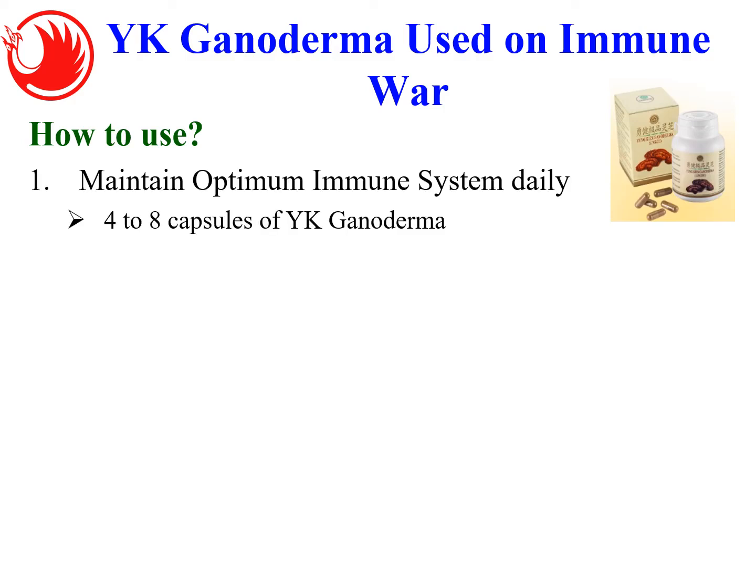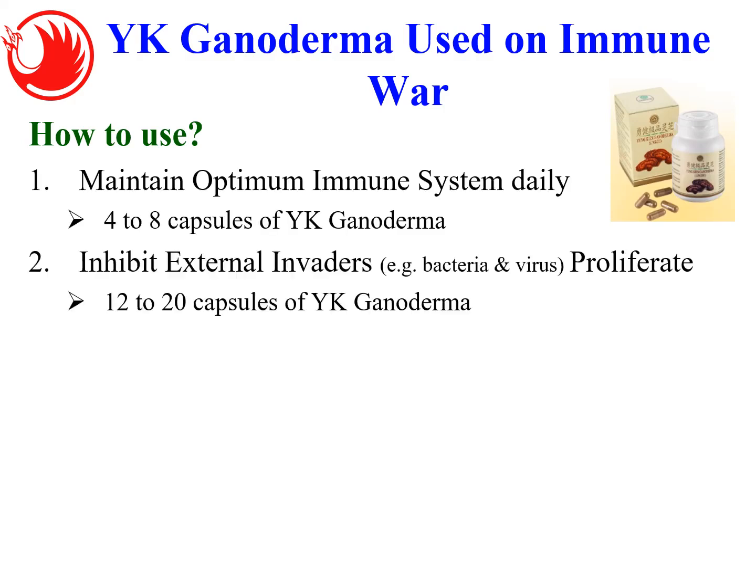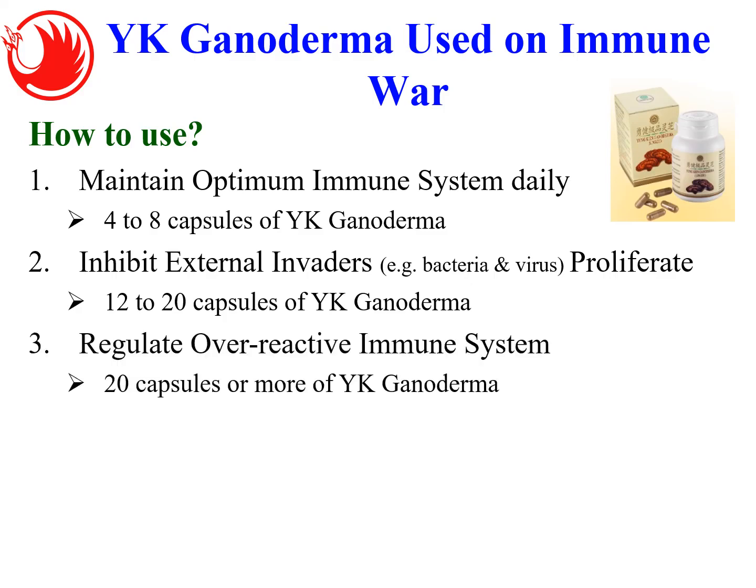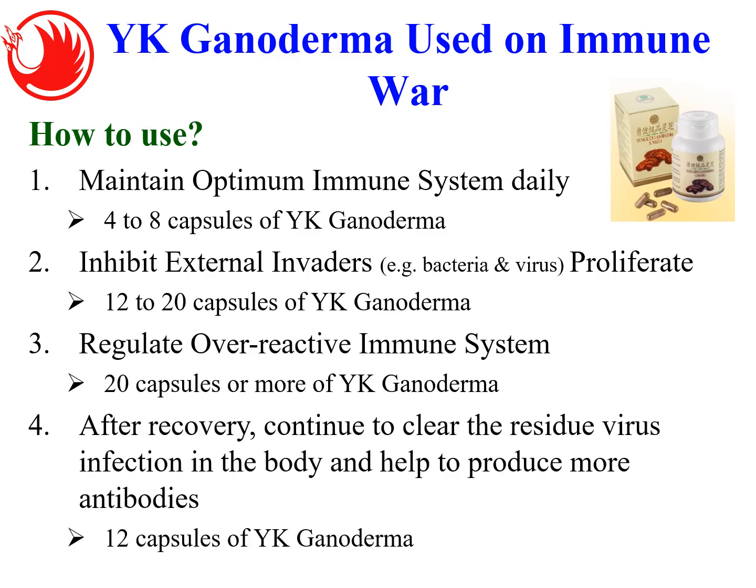So how to consume? Okay, for maintaining, we always say 4 to 8 capsules. But for example, if the person is already affected by bacteria or viruses like flu or whatever, I think you have to take 12 capsules and above. And for people who want to address an overreacting immune system, I think we need 20 capsules of Yongkian-Ganoderma daily. Even after recovery, if there's still residue virus or infection in the body, we still have to maintain 12 capsules of Yongkian-Ganoderma for months. So this is the dose recommended for Yongkian-Ganoderma.